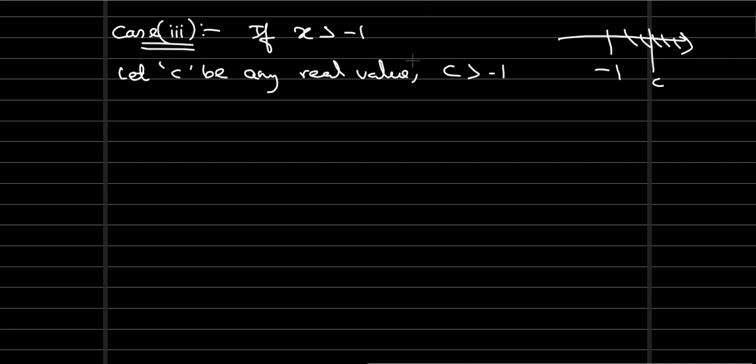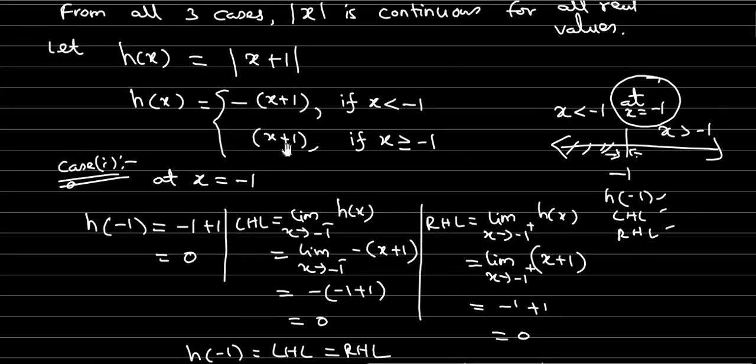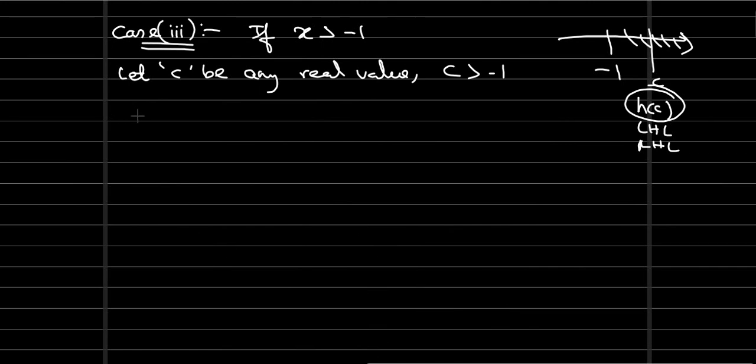Greater than minus 1 means, to check the continuity, three things are required: h of c, the left hand limit, and the right hand limit. Now what is h of c? c is greater than minus 1. So what is the suitable function here? If it is greater than minus 1, x plus 1. So h of x equal to x plus 1, then h of c, replacing x with c, is c plus 1.